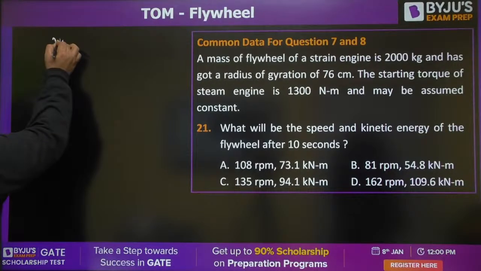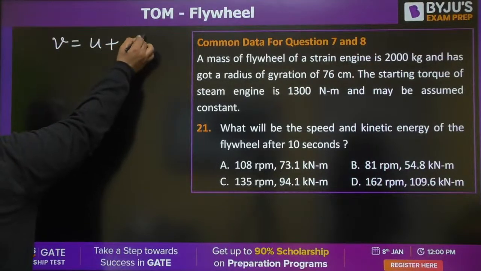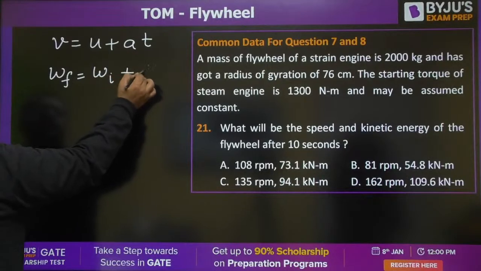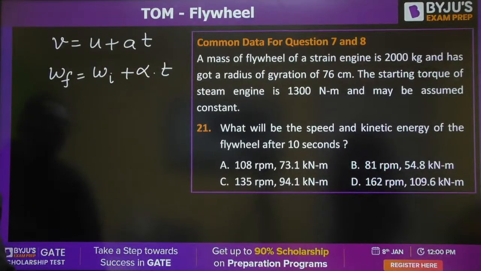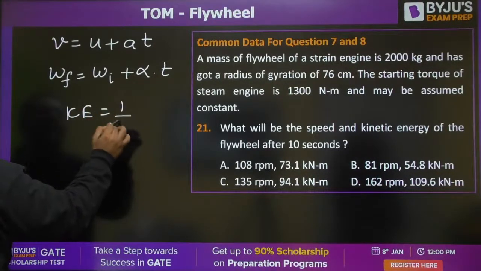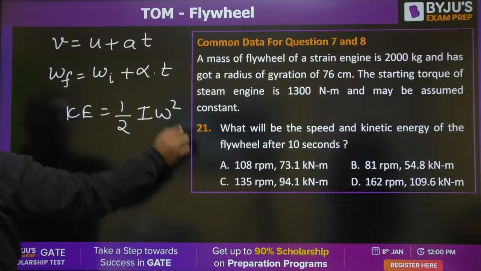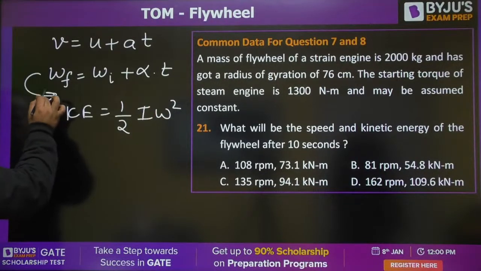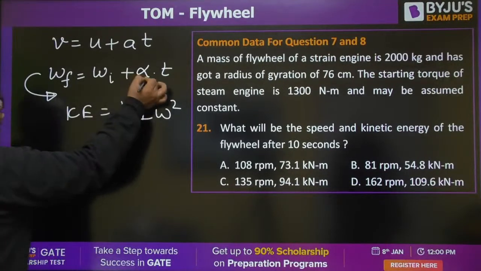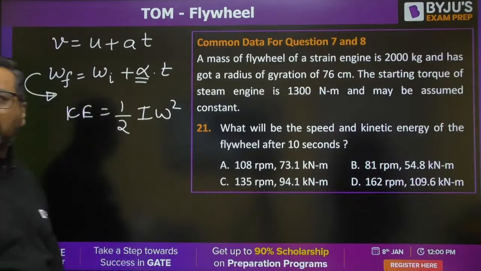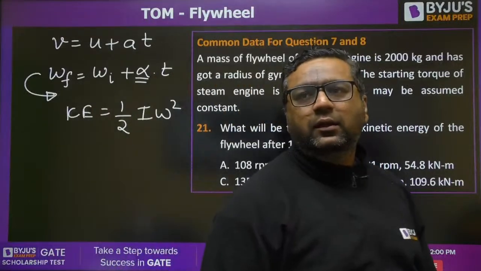Like you know, V is equal to U plus AT. We can write omega final is equal to omega initial plus alpha times T. Alpha you have just calculated. And you also know kinetic energy is half I omega square. So first of all, find out omega after 10 seconds. Alpha is known to us. Is it clear? Starting torque is given to you and it is starting from zero speed. So I feel you can find it out.